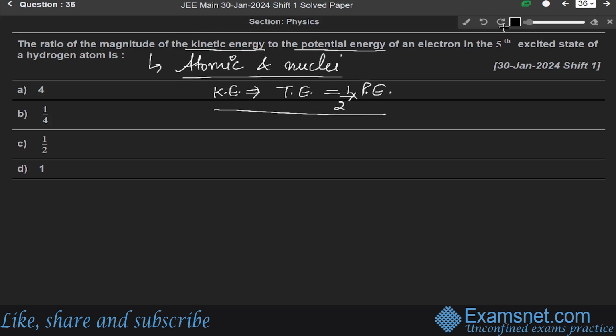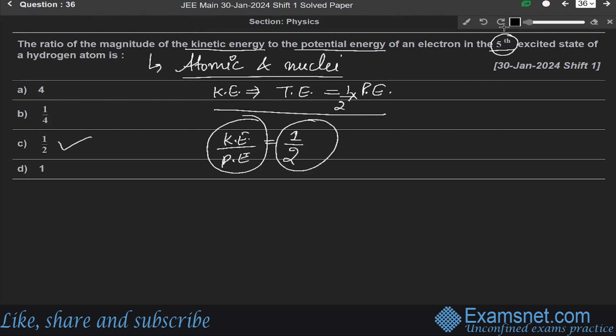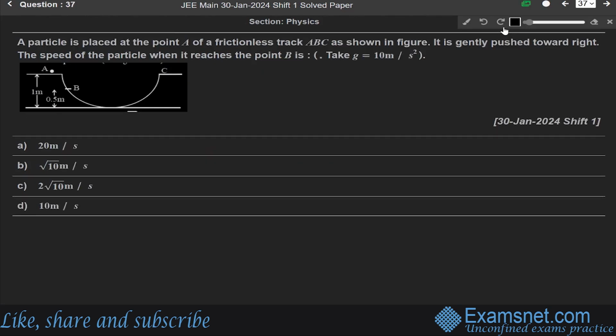So it is asking about the ratio of kinetic energy to potential energy. Students, whatever the excited state, the ratio of kinetic energy to potential energy will always remain the same, that is 1 by 2. So the correct option is C. The number of the excited state does not affect this ratio. It will always be constant, always equal to 1 by 2.